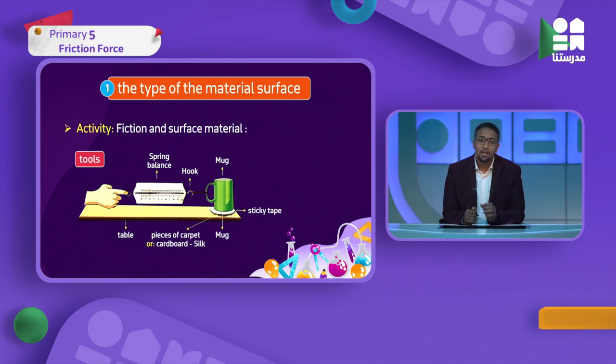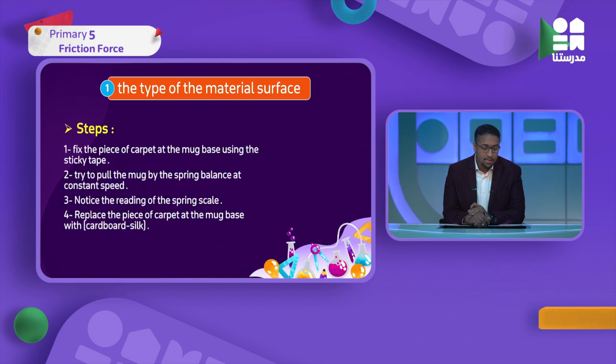What will be different? We will see different readings for the three types. Step 1, fix the piece of carpet at the mug base using the sticky tape. Number 2, try to pull the mug with the spring balance at constant speed. Number 3, notice the reading of the spring scale. Replace the piece of carpet at the mug base with cardboard, then silk. The first one will be with what? With carpet. Amazing.